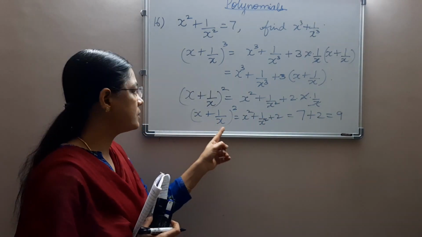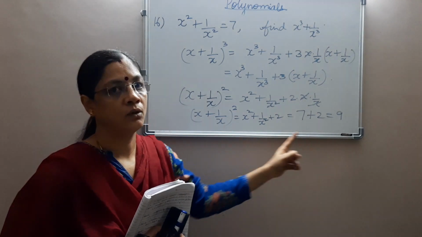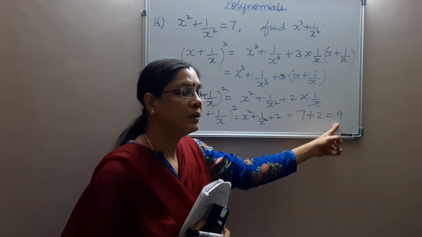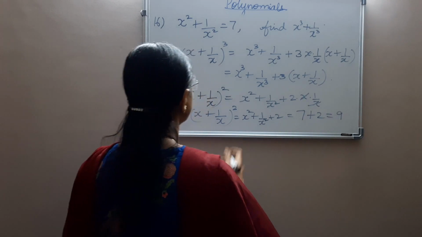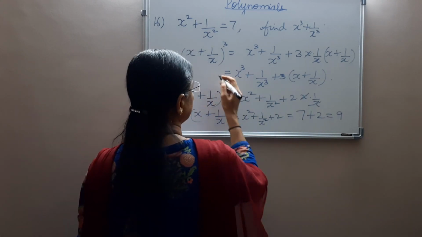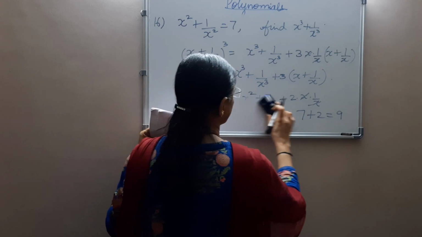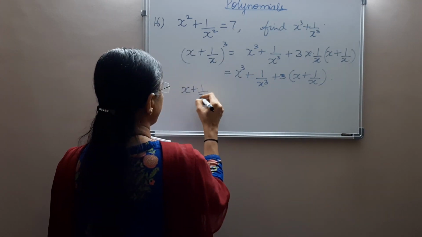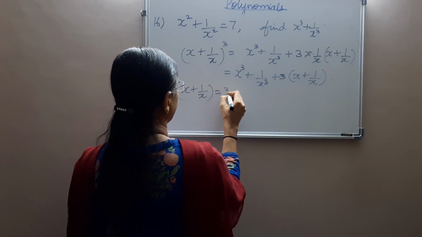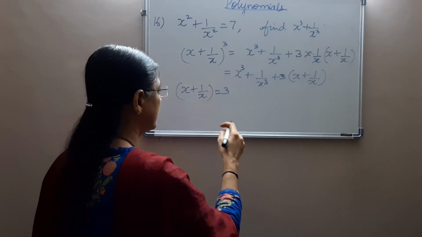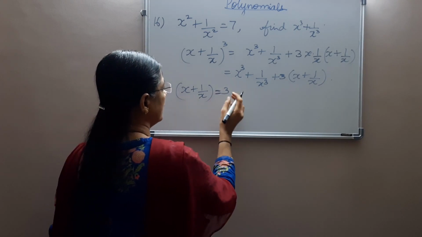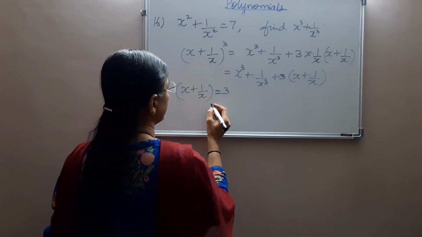Therefore, what is x plus 1 by x? Take root on both sides. So if you take root on both sides, you get x plus 1 by x, which is equal to 3. So x plus 1 by x becomes 3 now. Because I had x plus 1 by x the whole square is equal to 9. Taking root on both sides, I have x plus 1 by x is equal to 3. Now substitute this x plus 1 by x here.